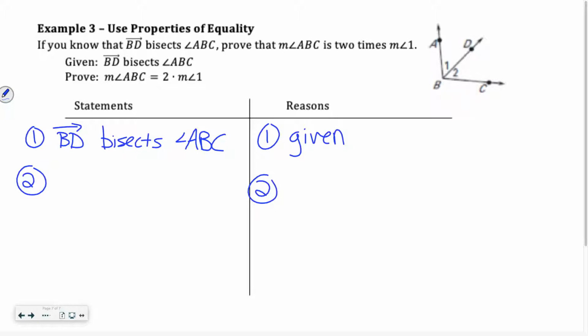So we would say the measure of angle 1 is congruent to or equal to the measure of angle 2. And how do we know that angle 1 is equal to angle 2? You would say, well, we were told that it bisects the angle. So our reason will be BD bisects it, or you could say definition of bisects. Bisect means cut into two equal parts, so angle 1 is equal to angle 2.